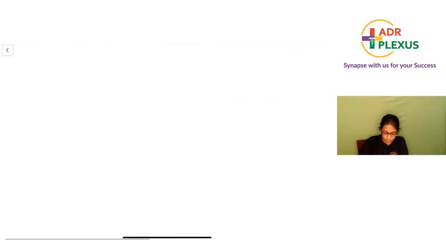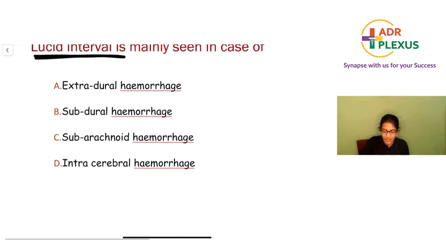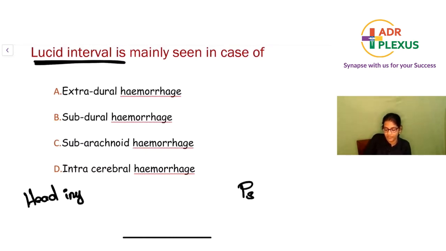Okay, the next question, yes, this is one of the favorite questions. Even in NEET-PG, they keep on asking. Lucid interval is mainly seen in case of. Okay, so what is this lucid interval? Lucid interval is mainly used when we see cases of head injury and in cases of psychiatry. Okay, so in these two cases, we use the term lucid interval. So what is this lucid interval? Lucid means a fine period. Nice, the person is doing good, right?